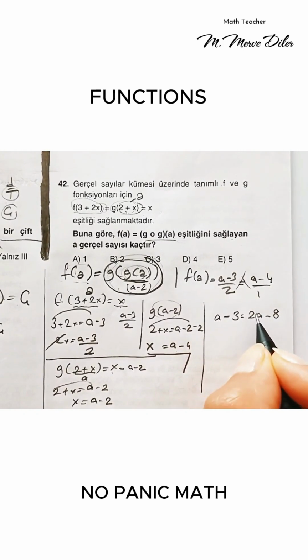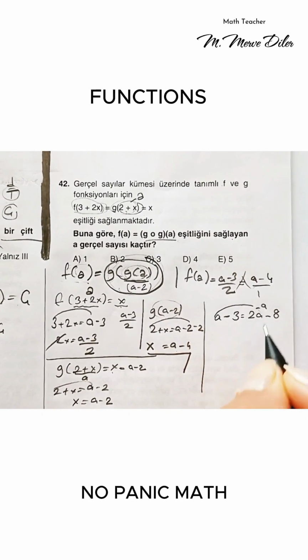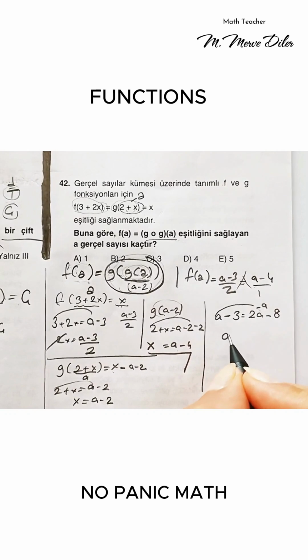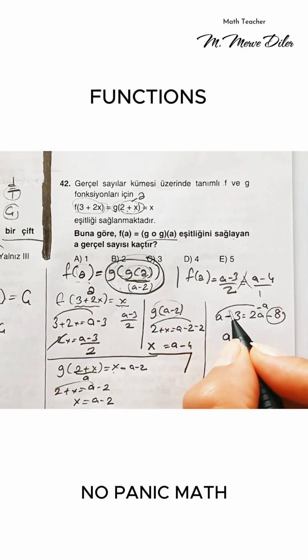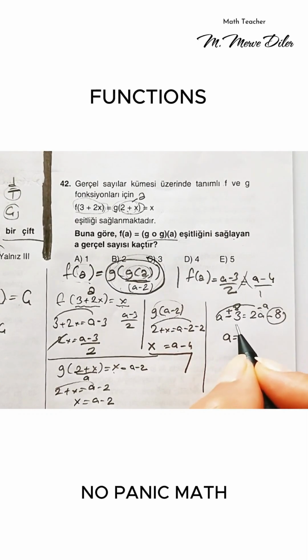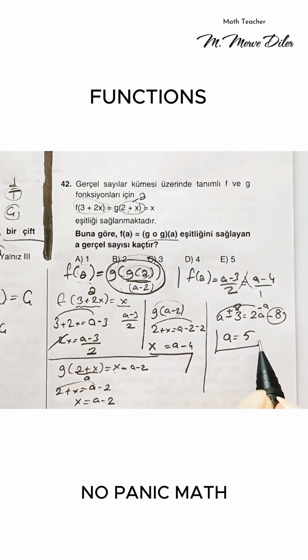Let's do this with a. Should I move 2a? I'll move this one. Guys, this goes over here as minus a. If you subtract a from 2a, you'll be left with just 1a. You move the negative 8 to the other side of the equation as a positive 8. Then you subtract 3 from 8, 5. So the value of a is 5, guys.